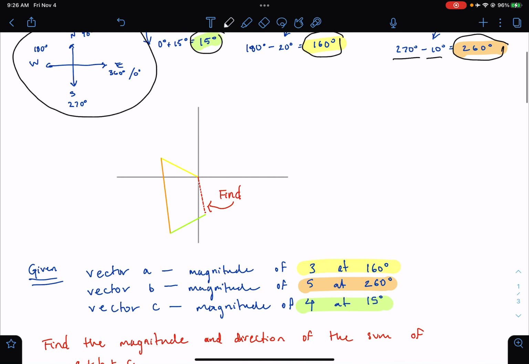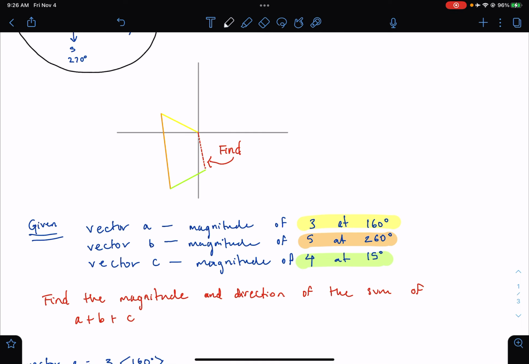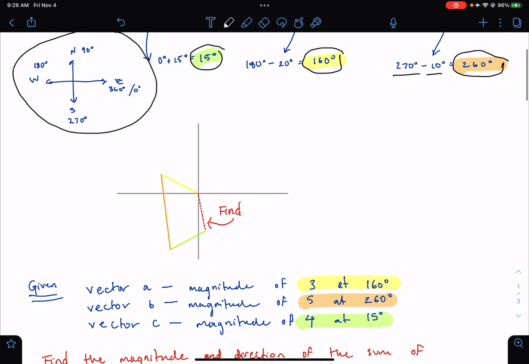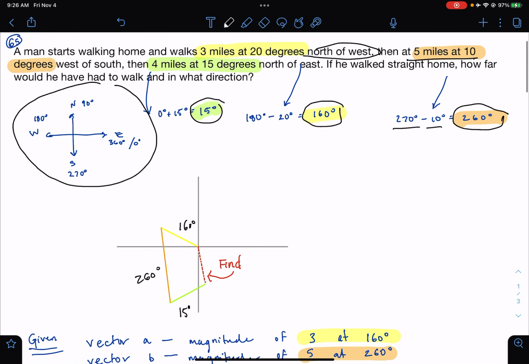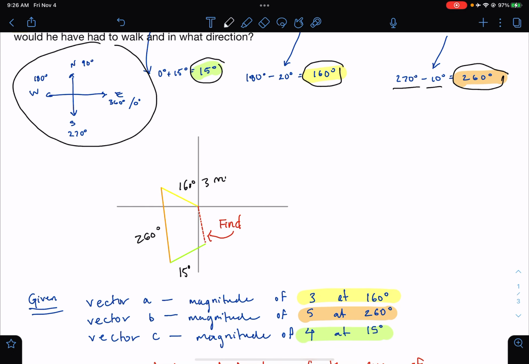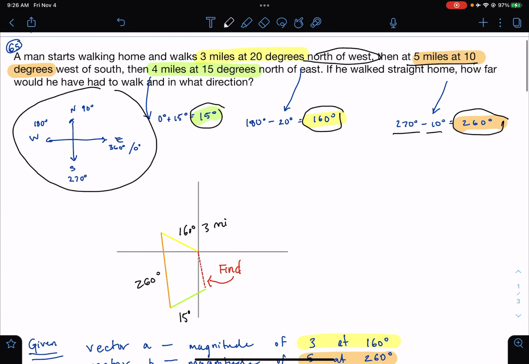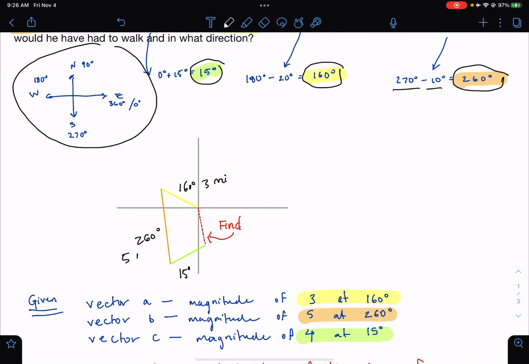And then I did a rough sketch on a graph to see what the general direction would be. This isn't perfectly to scale, but I did a rough sketch. So we did 160 degrees here, and then we have 260 degrees here, and then 15 degrees here, with the magnitude. So this is 3 miles, this is 5 miles, and then 4 miles.